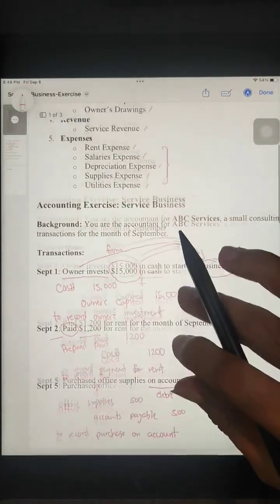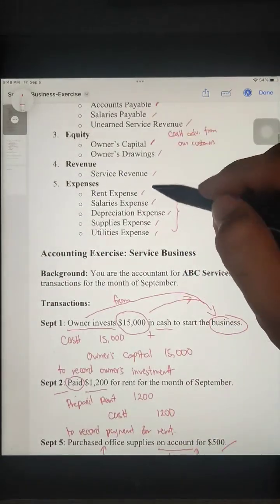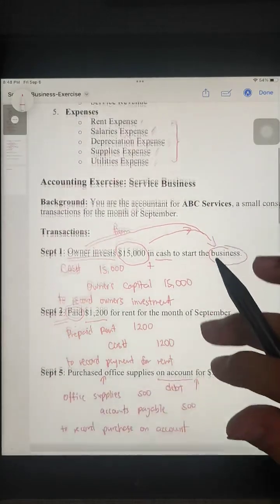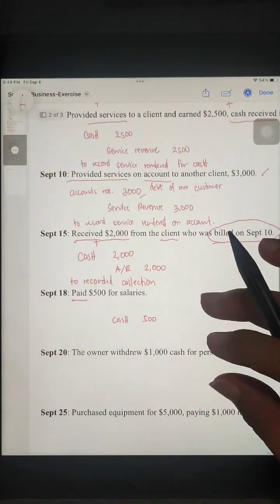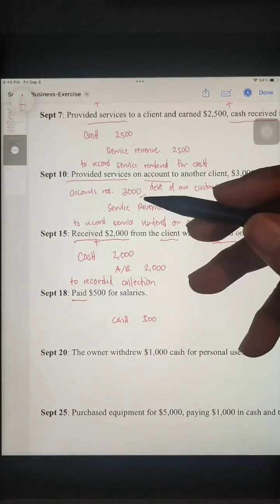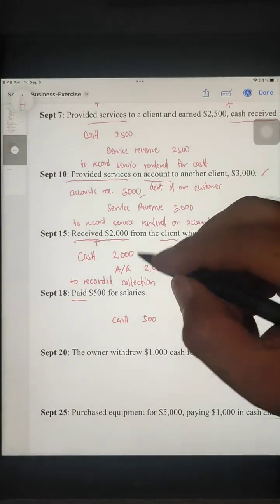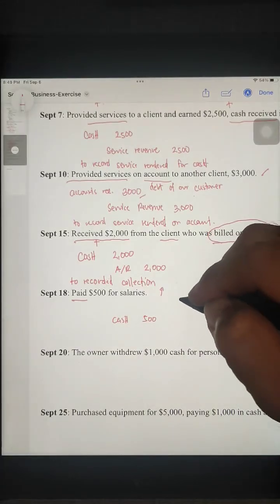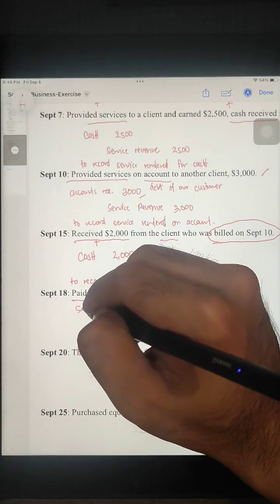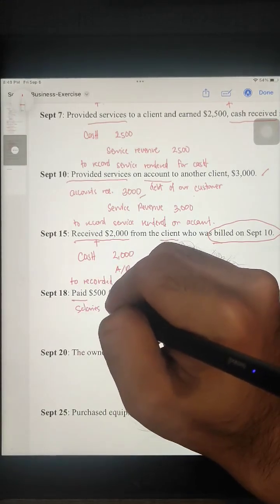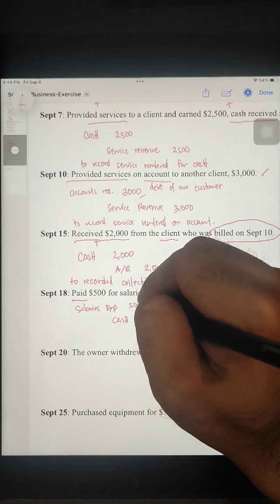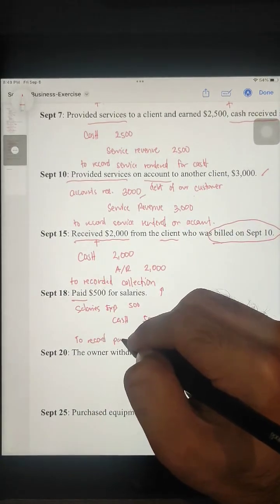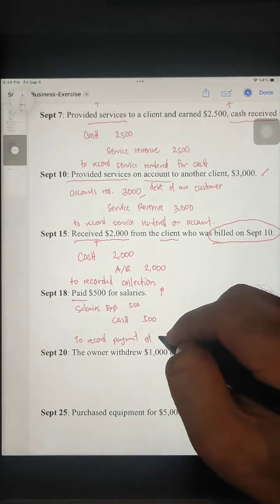And according to our chart of accounts, for payment with regards to salaries, it should be debited to salaries expense. So, when we pay something in relation to expense, expenses increase. And since it demands a debit, therefore we have to debit salaries expense 500 as well. To record payment of salaries.